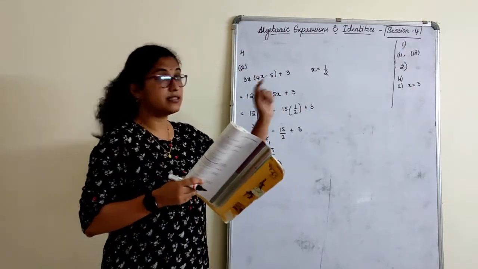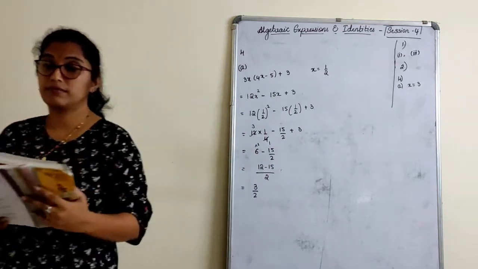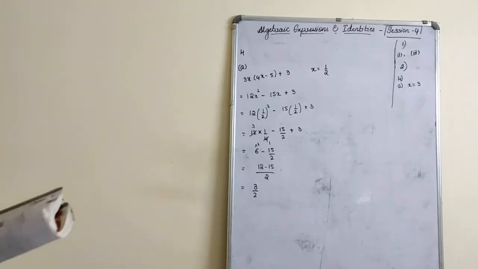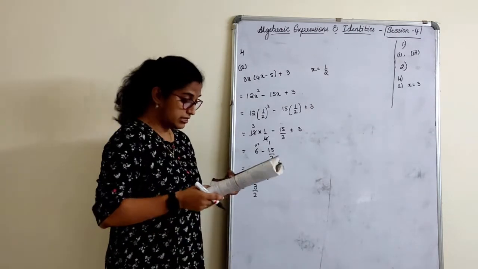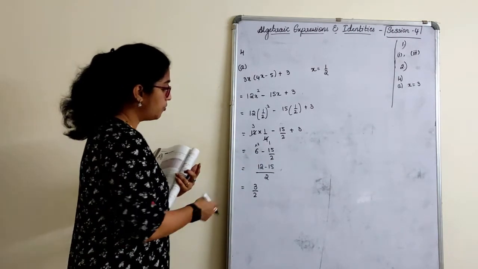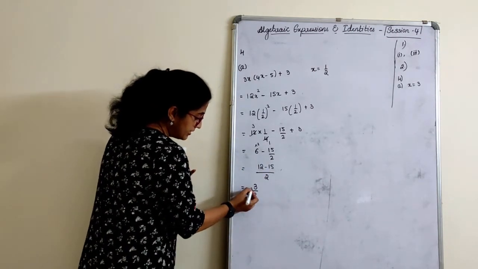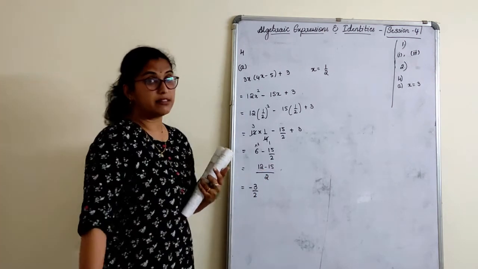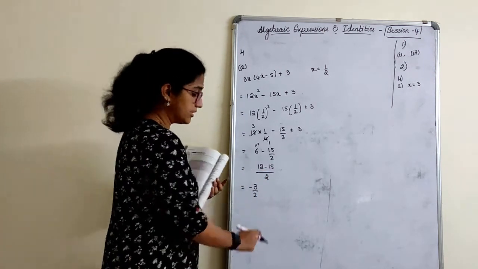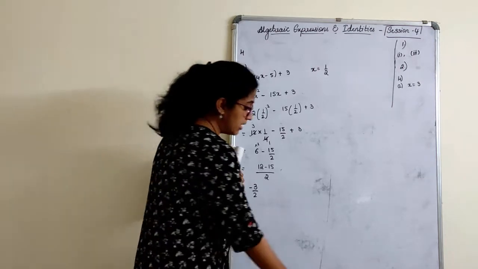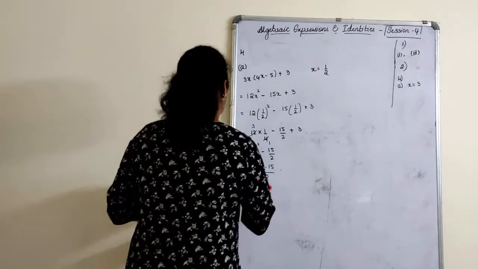I have given you x is equal to 3 for homework. Once again, 12 minus 15 is minus, because the greater number's sign we have to give here. Yes. Minus 3 by 2 is the answer. We'll quickly move to the next one.